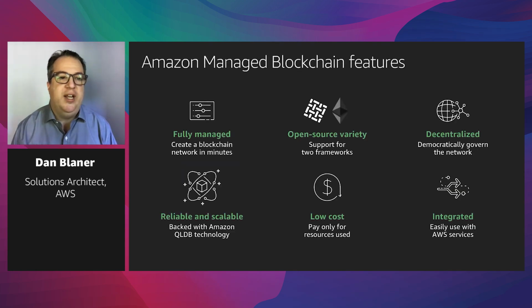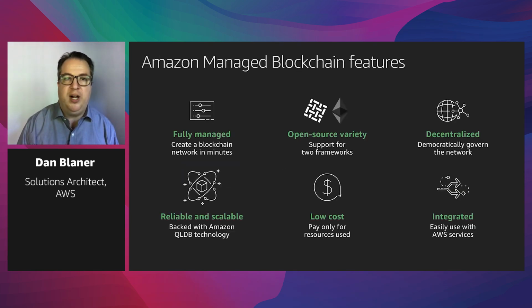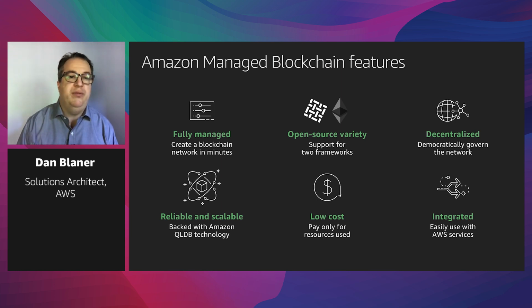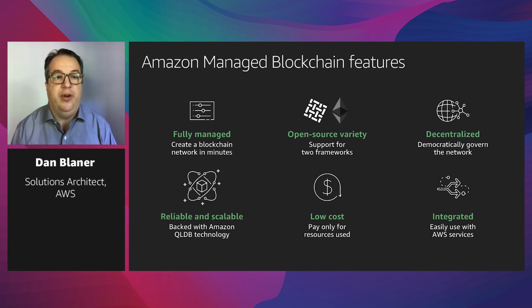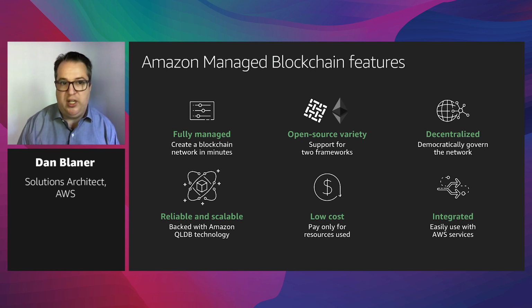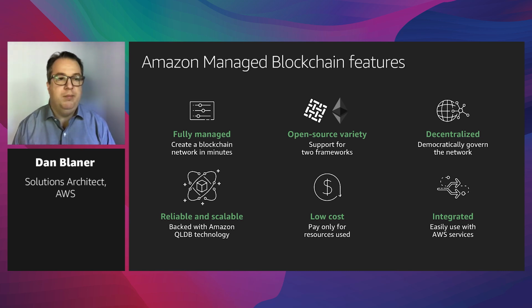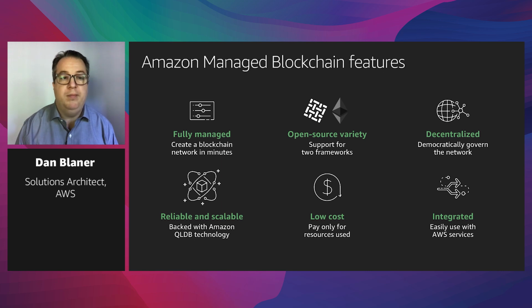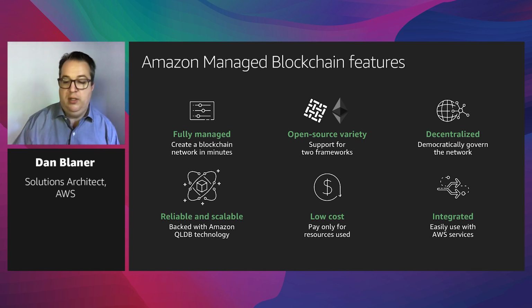Amazon Managed Blockchain is fully managed. You can create a blockchain network in minutes. It supports a variety of open source frameworks, including Hyperledger Fabric and Ethereum. It is decentralized, allowing you to democratically govern your network. It is reliable and scalable, and low cost. You only pay for the resources that you need. And Managed Blockchain integrates with other AWS services.